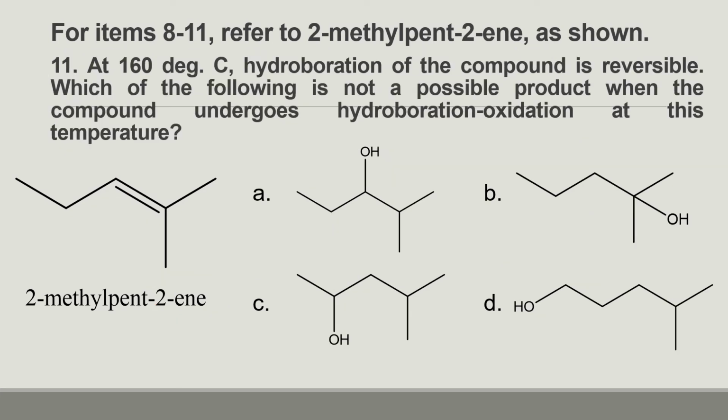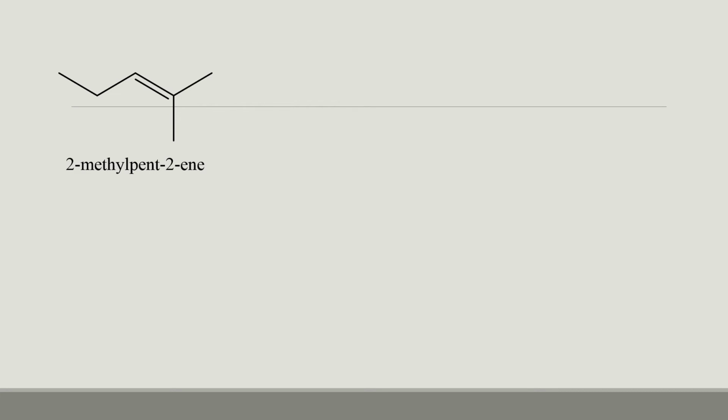Okay, so number 11, at 160 degrees Celsius, hydroboration of the compound is reversible. Which of the following is not a possible product when the compound undergoes hydroboration, oxidation, at this temperature? So, ito medyo tricky na ito, no? So, we have to be careful dito. So, allow me to use your slide para mag-draw. Ayan. So, yung hydroboration at 160 sabi natin is reversible.